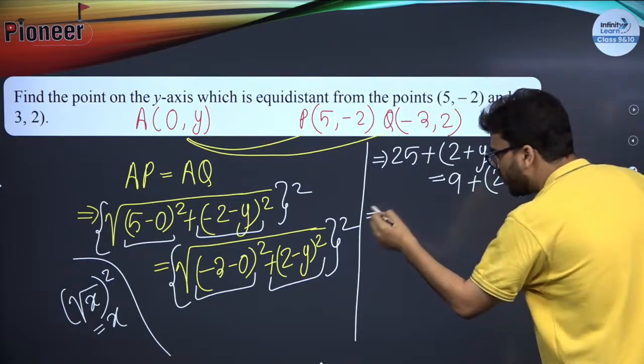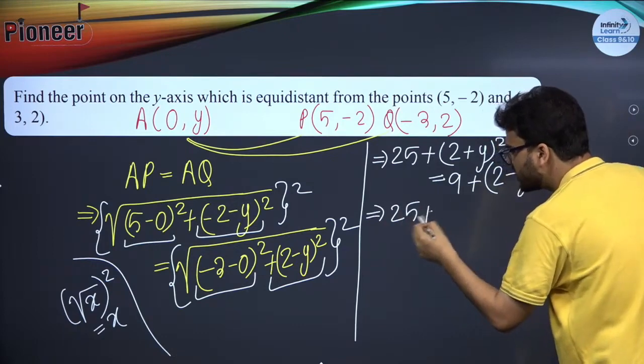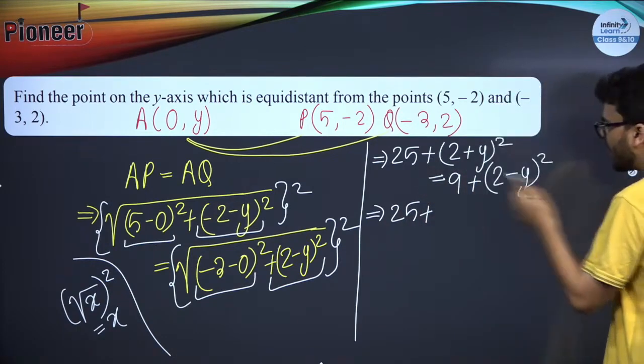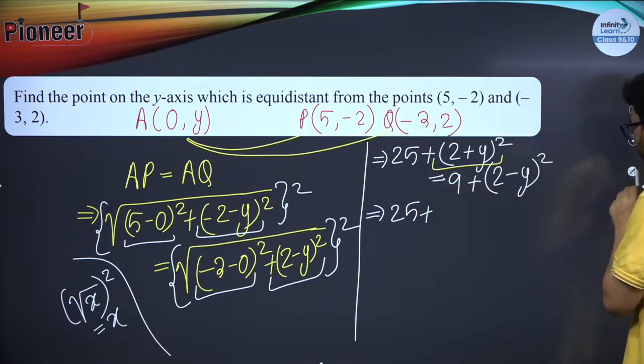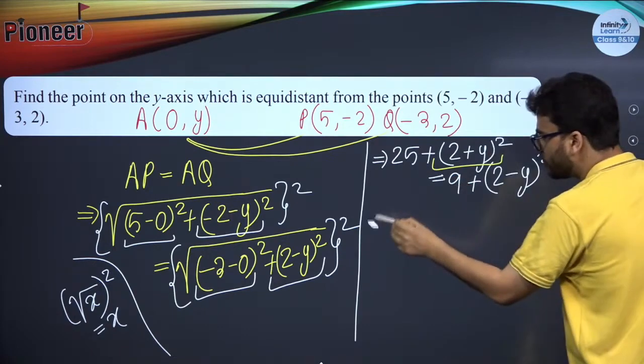So let's do that. Open up the bracket, guys. I can use the a plus b the whole square formula over here. So what will I do in this case, guys?